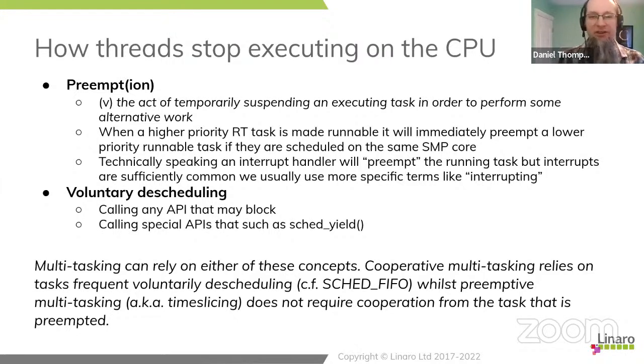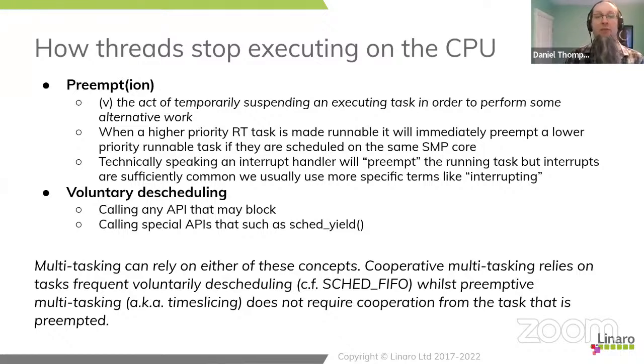So preemption is a way of thinking about how threads are prevented or stopped from executing on the CPU. It's technically a verb, and it's the act of suspending an executing task in order to perform alternative work. Classically, that is a higher priority real-time task being made runnable and preempting a lower priority task. Similarly, when a CFS task is made runnable and it has a low vruntime, it can preempt other tasks on the system. Technically speaking, an interrupt is also a form of preemption.